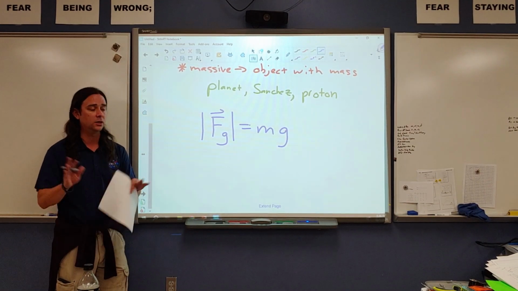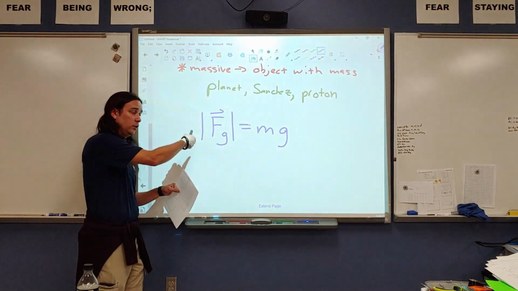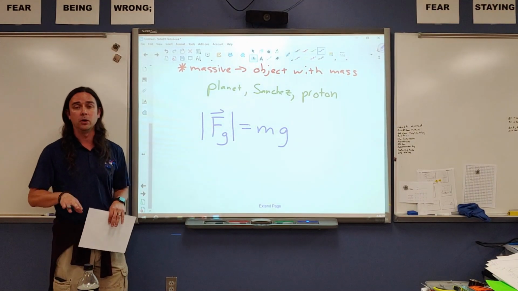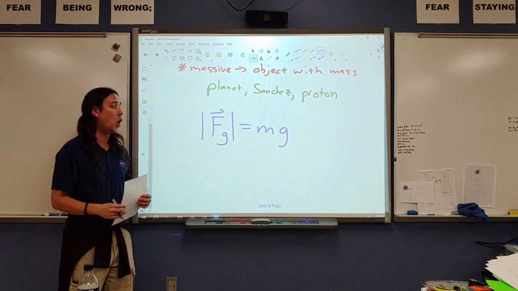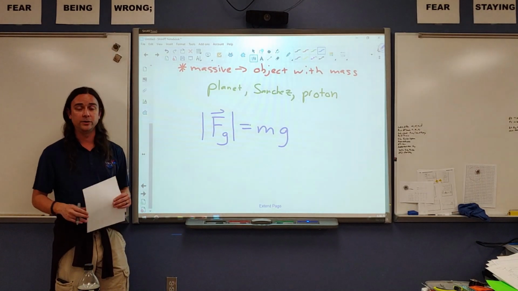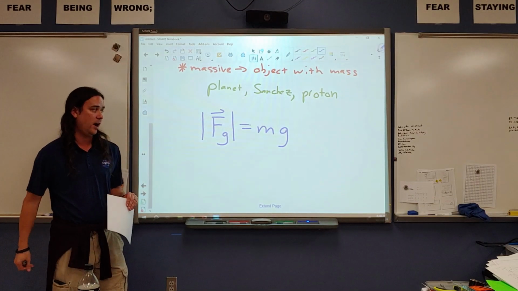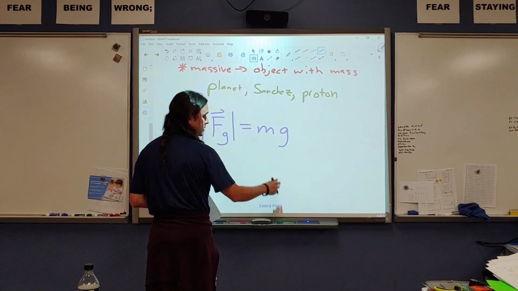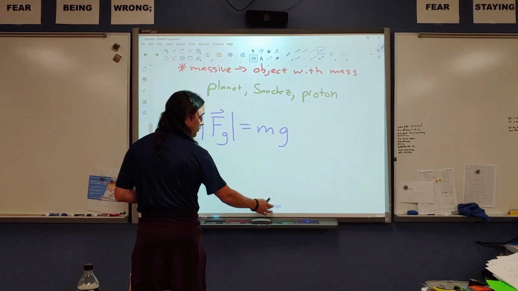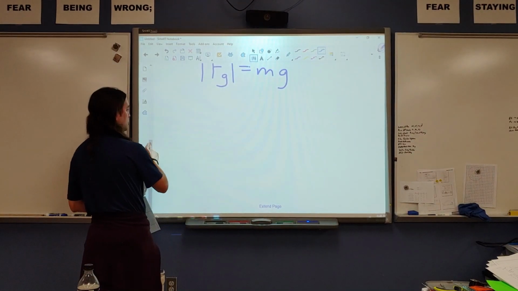The magnitude means ignore positives and negatives, which is regular for an absolute value, but it also means it doesn't matter if it's pointed off at an angle or anything like that. We just want the total number. This is the number that describes how strong the force of gravity is. And that's going to be equal to the mass of the object that you're looking at and the gravitational field strength or the acceleration due to gravity.